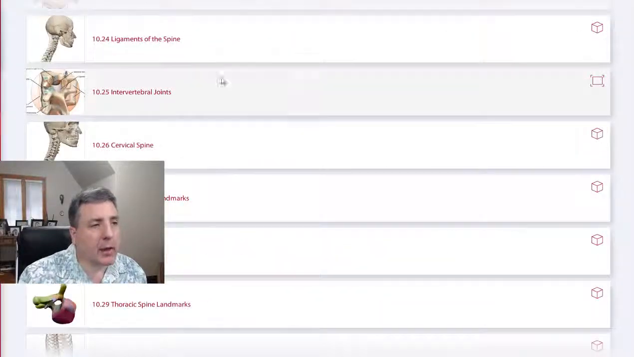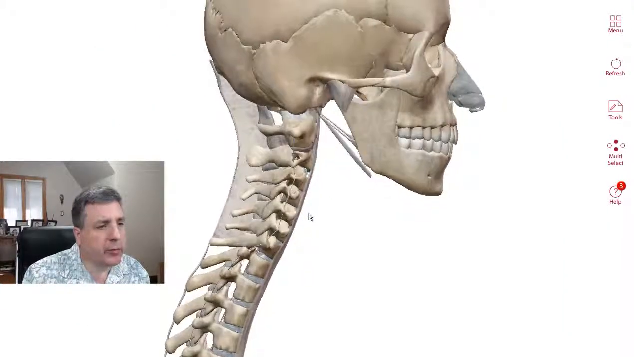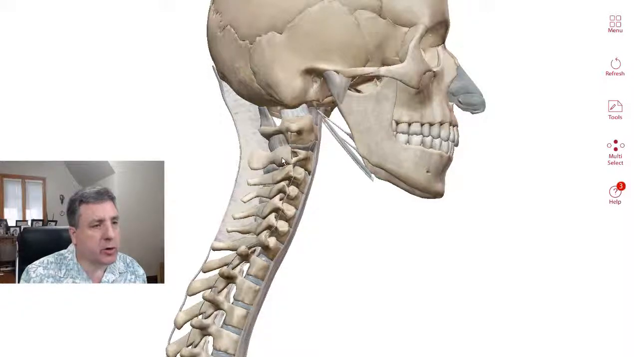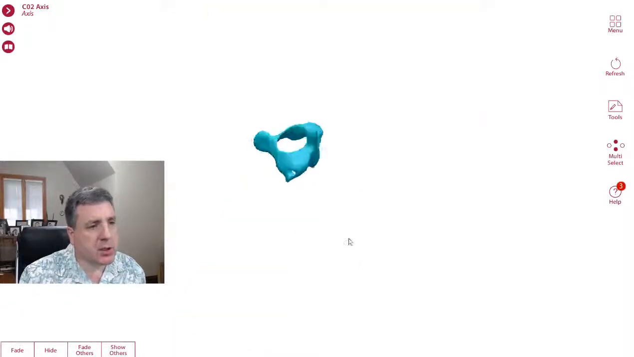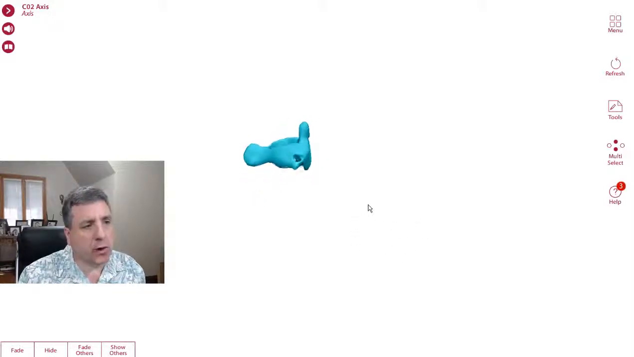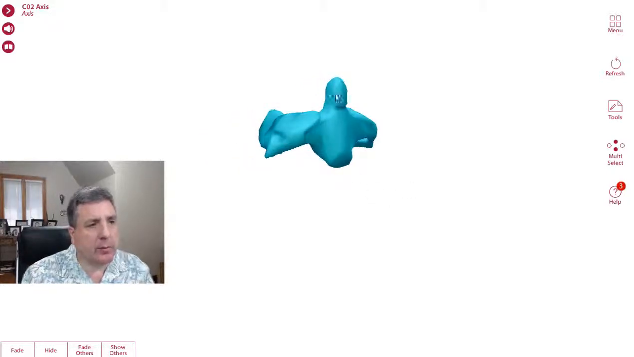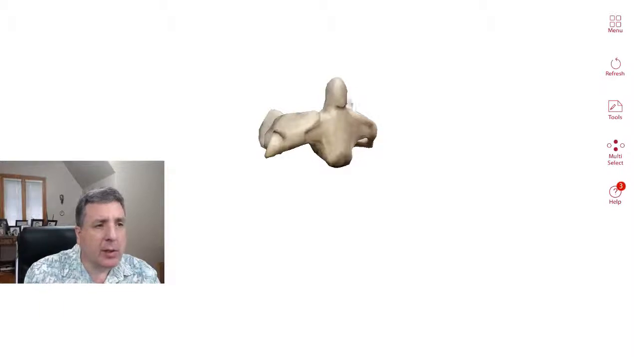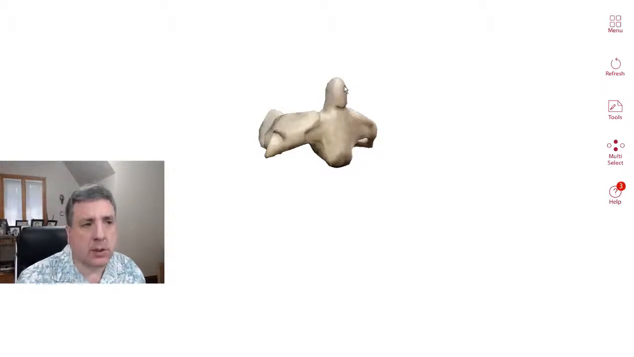So let's look at C1 and C2. These are the two big ones that are different. I'm going to have to do this a little differently here. So let's look at C2 first. Let me hide all the others. And this is what C2 looks like. So look at your lab models, locate this structure, and the biggest identifying feature is going to be this process at the very top. That's called the odontoid process, also known as dens, D-E-N-S. It means tooth.